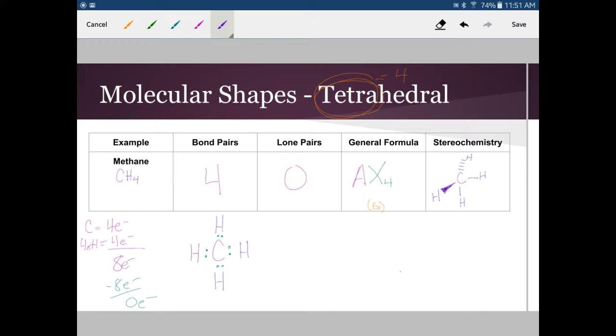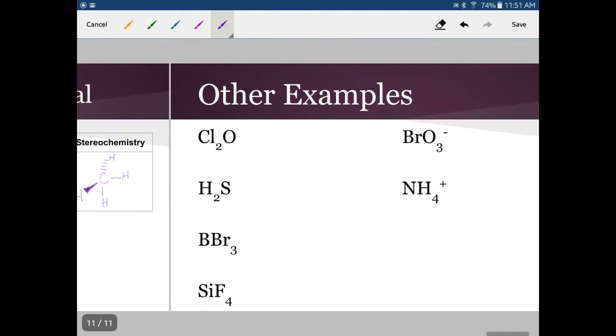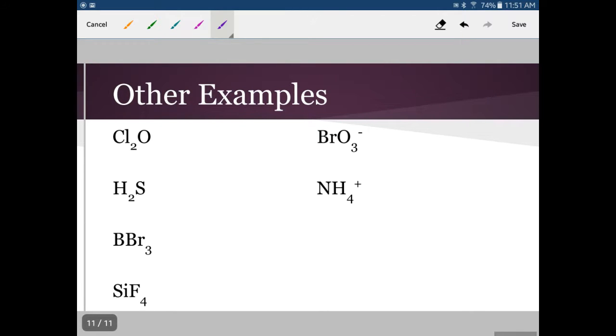So now that we've looked at all 5 shapes, we've looked at linear, we've looked at bent, trigonal planar, trigonal pyramidal, and tetrahedral, we're going to look at a few other examples where we need to determine these molecular shapes. So let's take a look at ClO2. Now I see that O is going to be my central atom. Oxygen has 6 electrons, chlorine has 7 each, so there's 14 plus 6, which is 20 electrons.